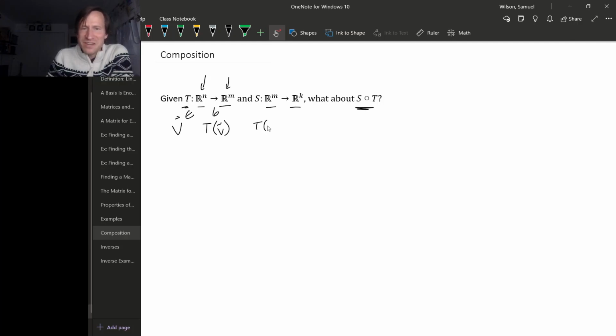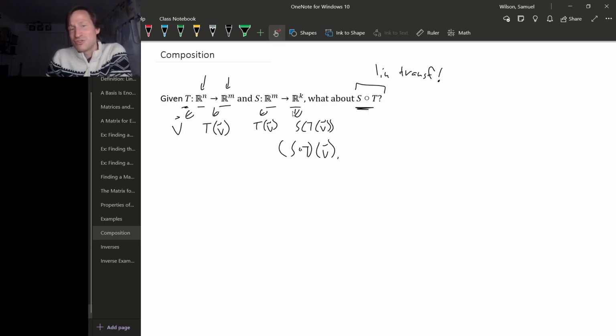But if T of v is in Rm, then we could use S to transport it from Rm to Rk, and so that means S of T of v is in Rk, and S of T of v, that's S composed with T applied to v. So S composed with T could be a linear transformation, I guess is the right thing to say, because it starts from Rn and it goes to another Euclidean space.